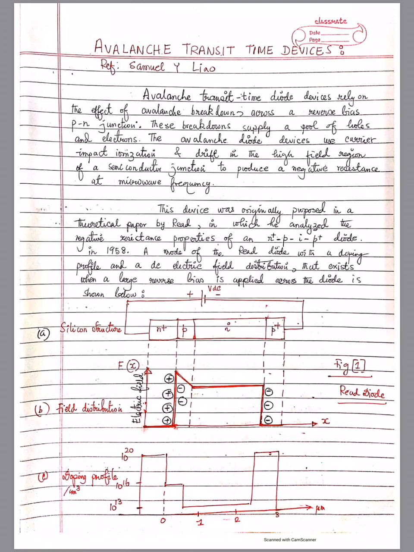So you can see in the given figure 1a, the IMPATT diode has four layers: N plus, P, I and P plus. If N plus is connected to positive and P plus is connected to negative, the whole device is under reverse bias. Now from the field distribution, due to depletion region creation and the intrinsic region in between, we will have a high field in the N plus P region, which will give rise to avalanche breakdown.